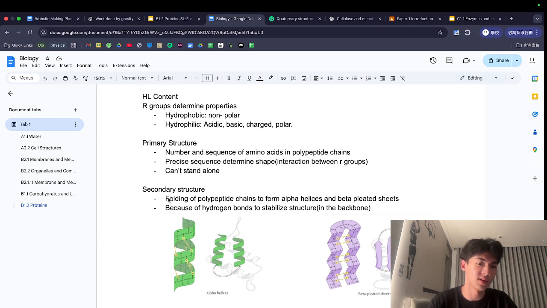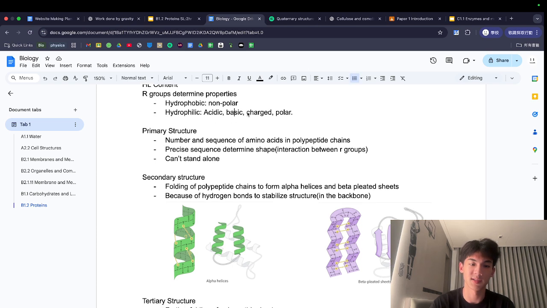Now for HL, we need to know that the R groups determine the properties of the protein. You have two types, hydrophobic and hydrophilic. Hydrophobic is just non-polar, so equal distribution of charge, and hydrophilic can be polar, they can be charged, they can be acidic, and they can also be basic.